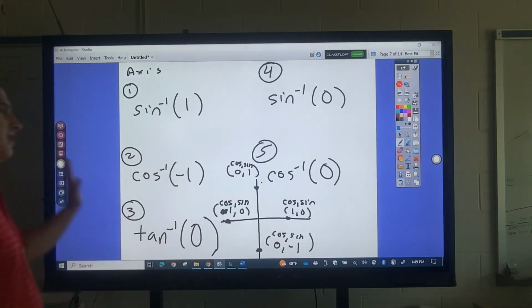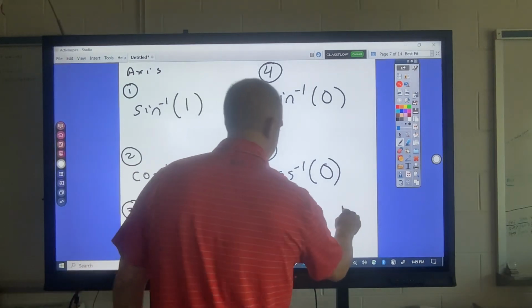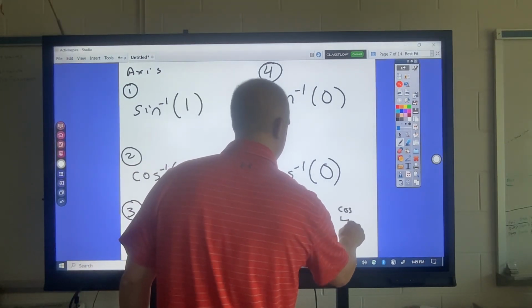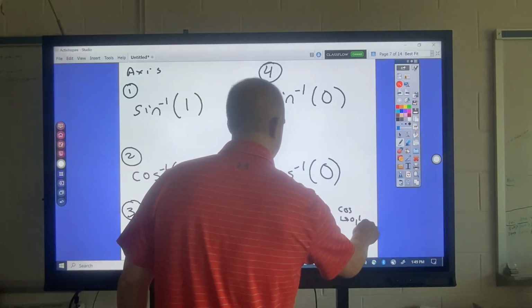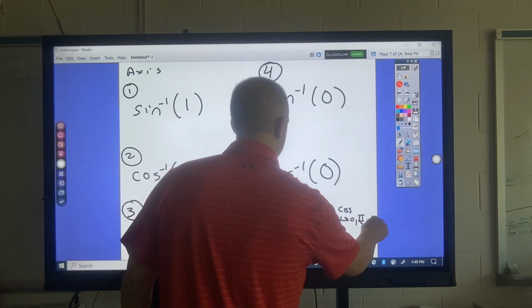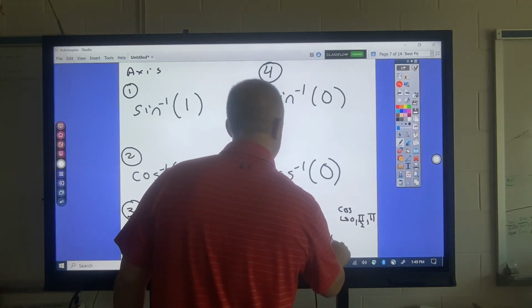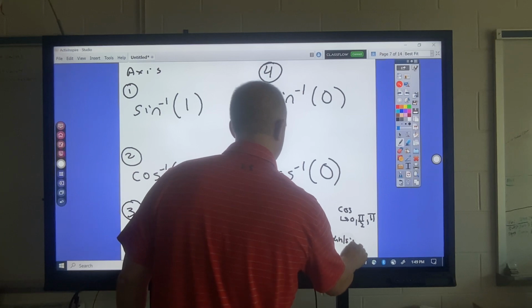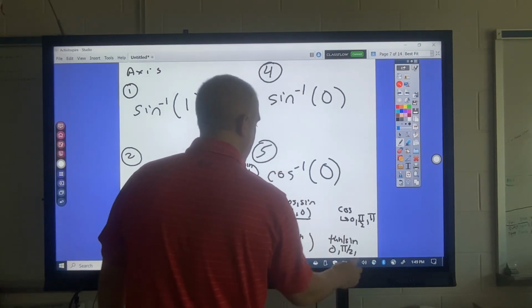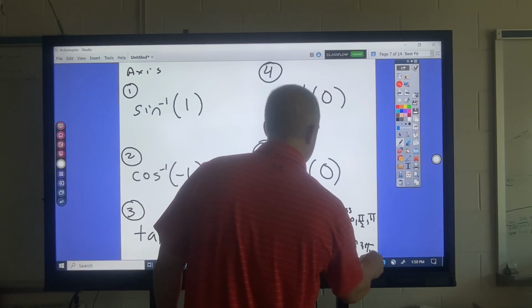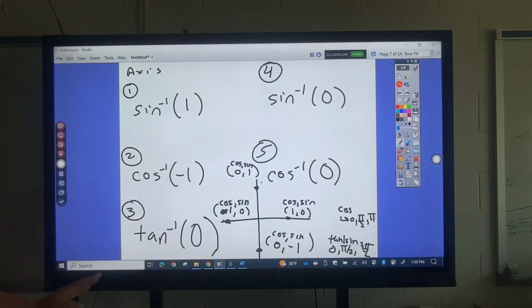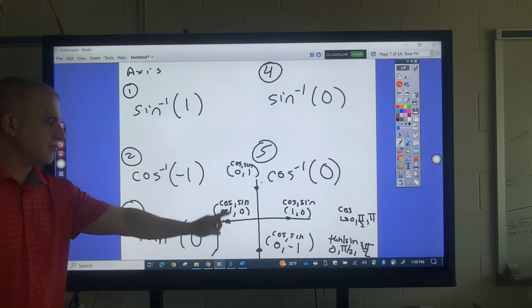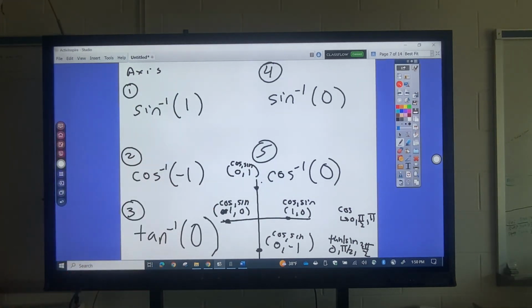Now, here's the deal with this. For cosine, I can use 0, I can use pi over 2, and I can use pi. For tangent and sine, I can use 0, I can use pi over 2, and I can do 3 pi over 2. If you want, you could use negative pi. For tangent, you can't use these because we can only use stuff in that quadrant.